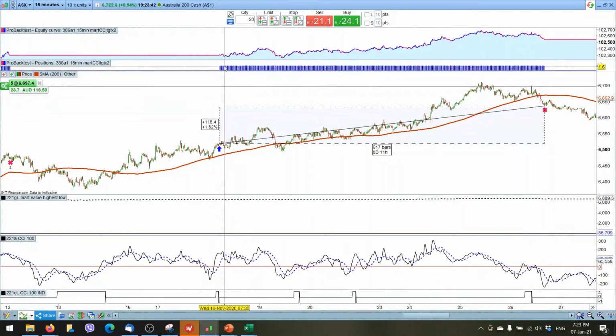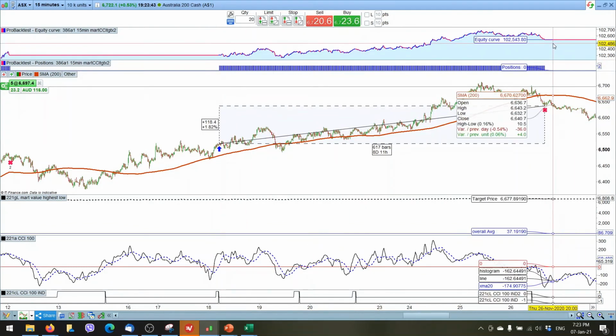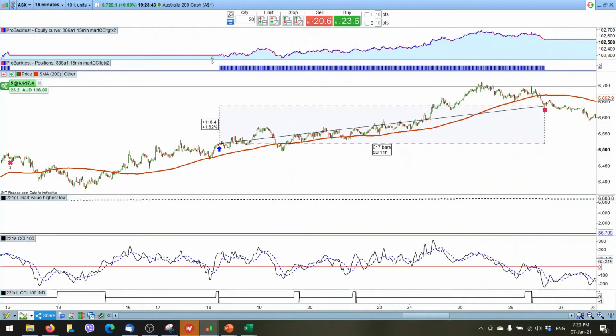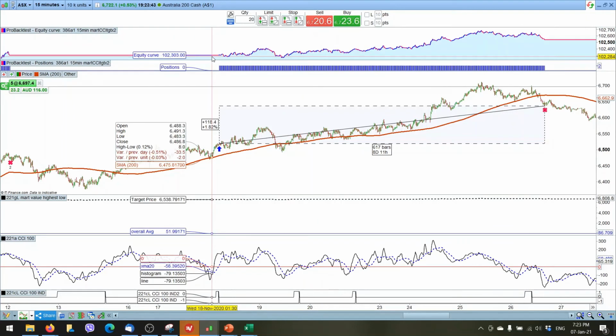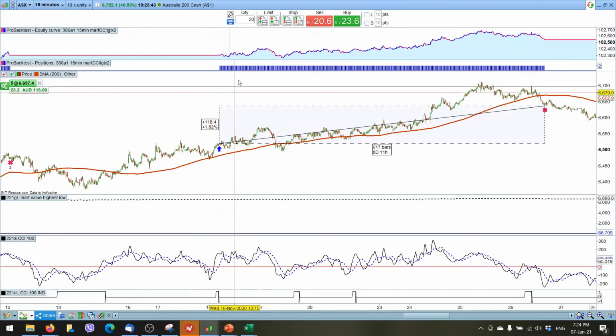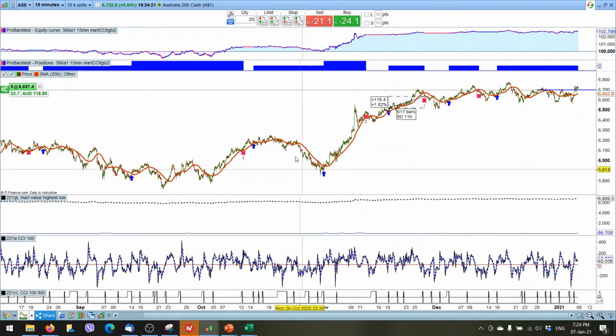So 118, if you calculate the difference between 102,543 minus 102,303, is about 240 odd points. And 240 is double that. Don't forget we've got two contracts we've entered, so it's 2 times 118 roughly. And that's our little strategy to entering one contract or one set of contracts when the price goes in our favor. In a future video, I'll explain what we do when price goes against us.